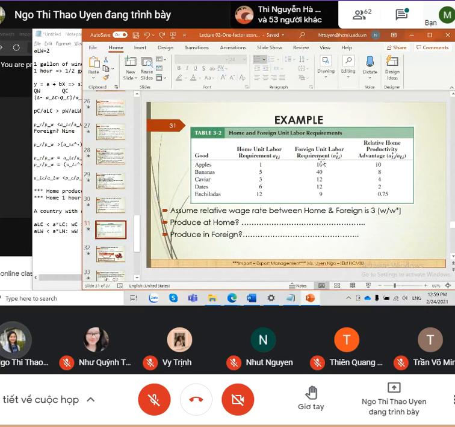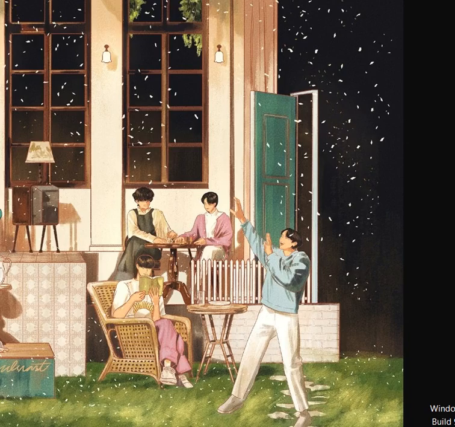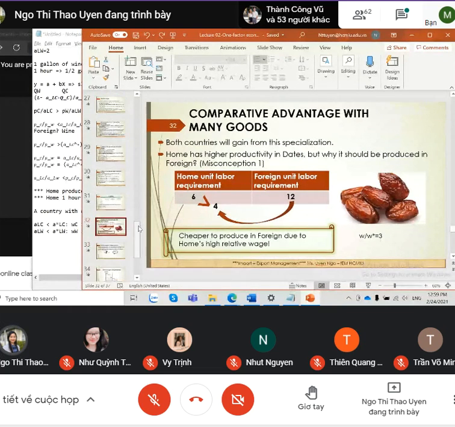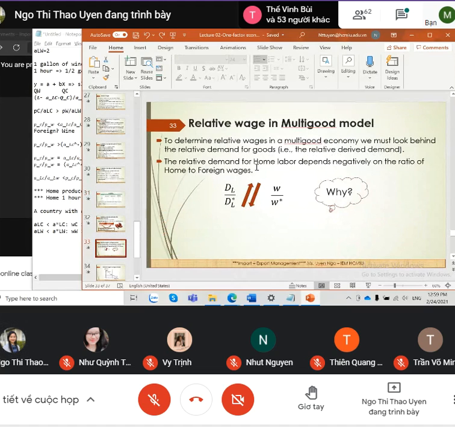So we have a small example for you to work. You can do it at home using the rule. And here, for many goods, it's the same. It's included here. When you work with the example here, you see.